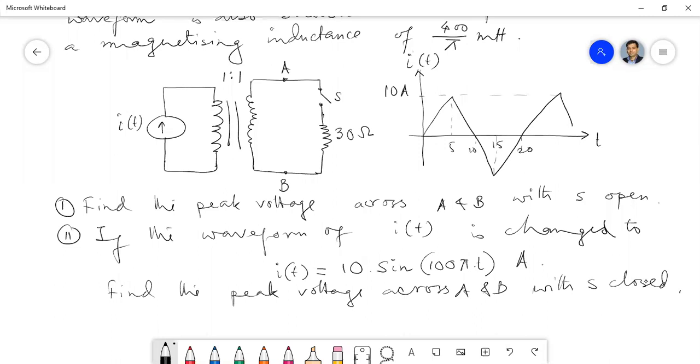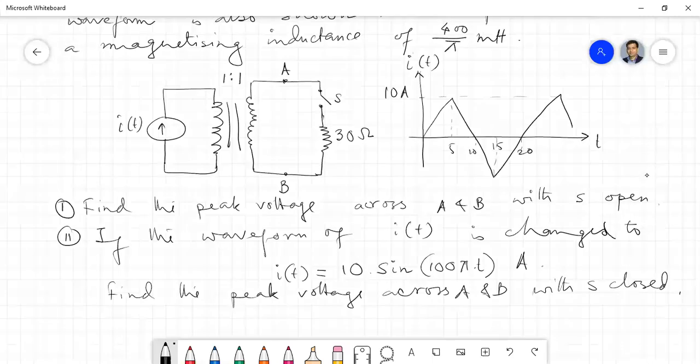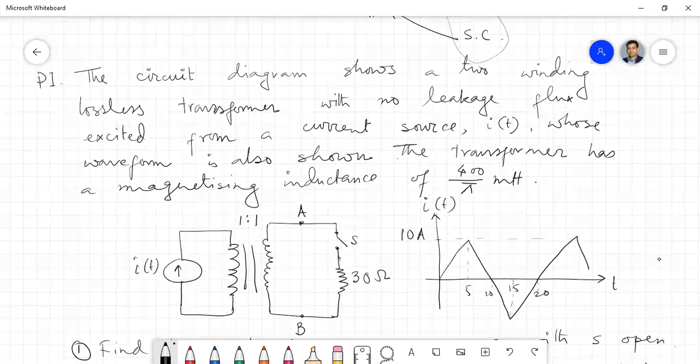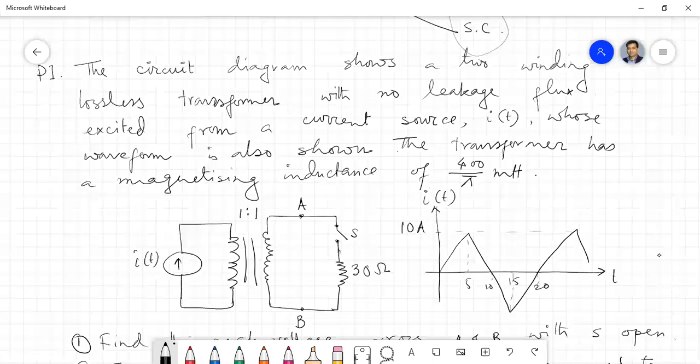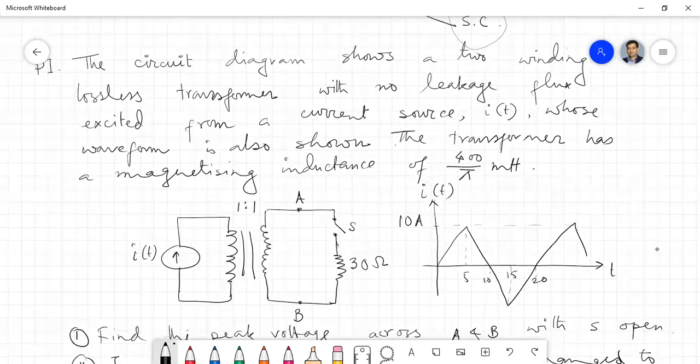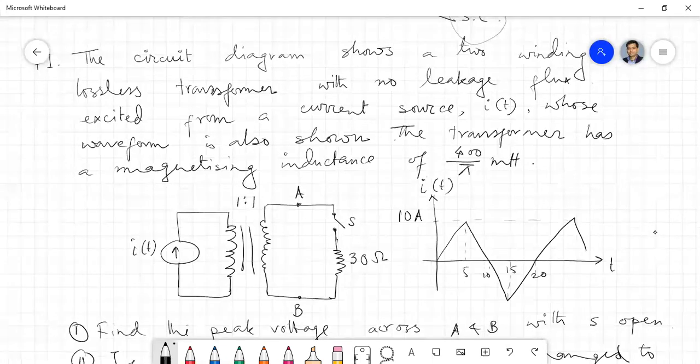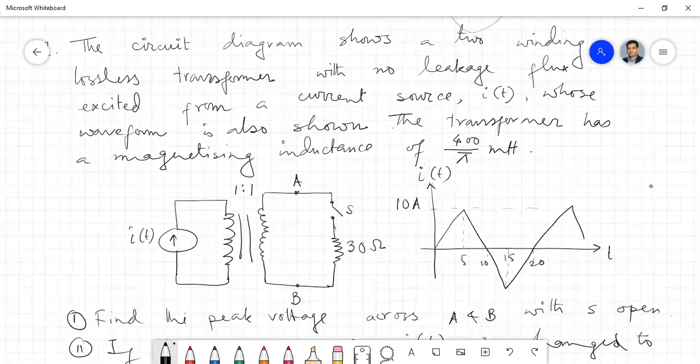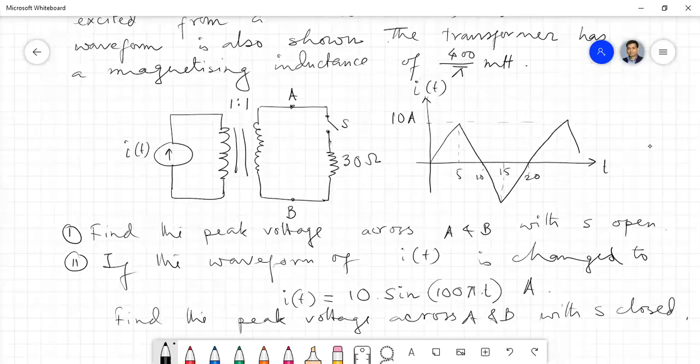Would you try, or I mention here, they solve here only. What do you want? Very interesting problem. It needs your basic knowledge only, because we have an approximated one, because leakage flux is zero. And you have seen everywhere we use a voltage source in the primary side, but here the current source has been used to excite the primary. Not only that, number of turns is not given. Only the turns ratio is given, 1:1. Magnetizing inductance is given. That is 400 by pi millihenry. So how do you solve? The first part is little easy, but not the second one.